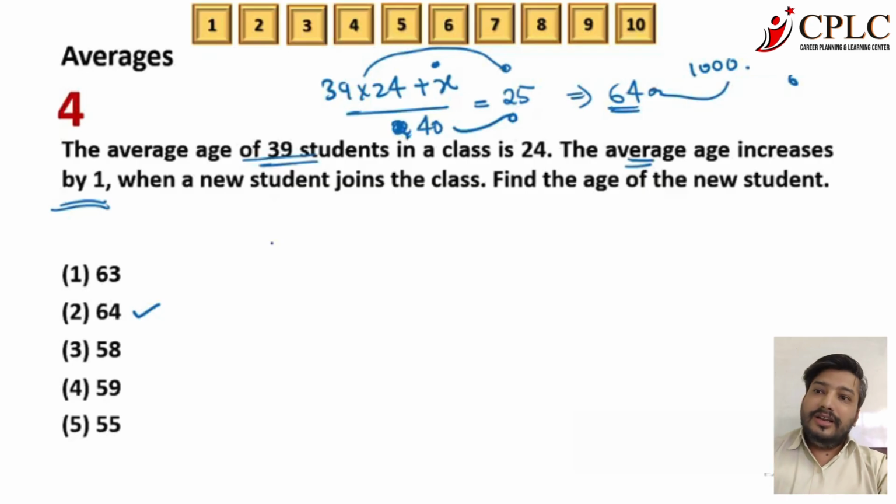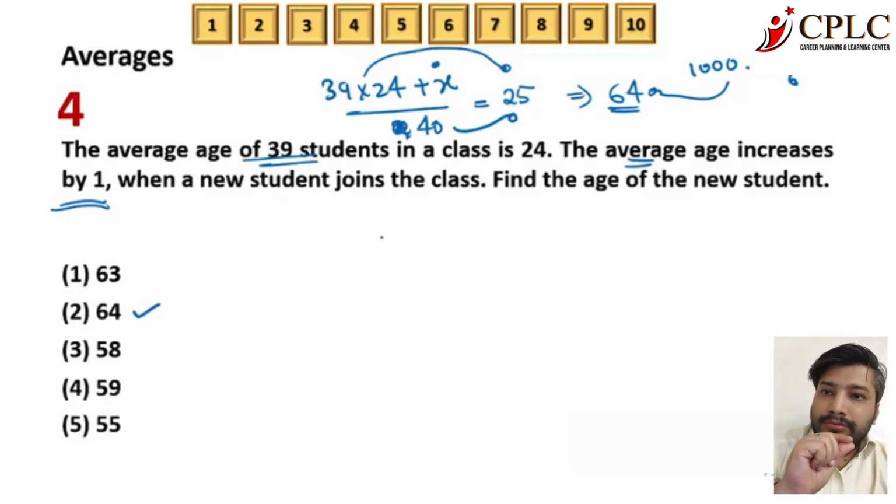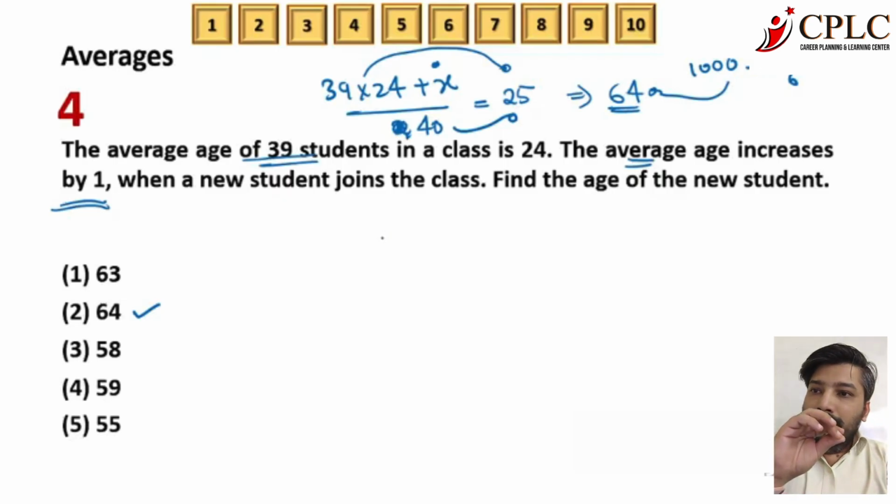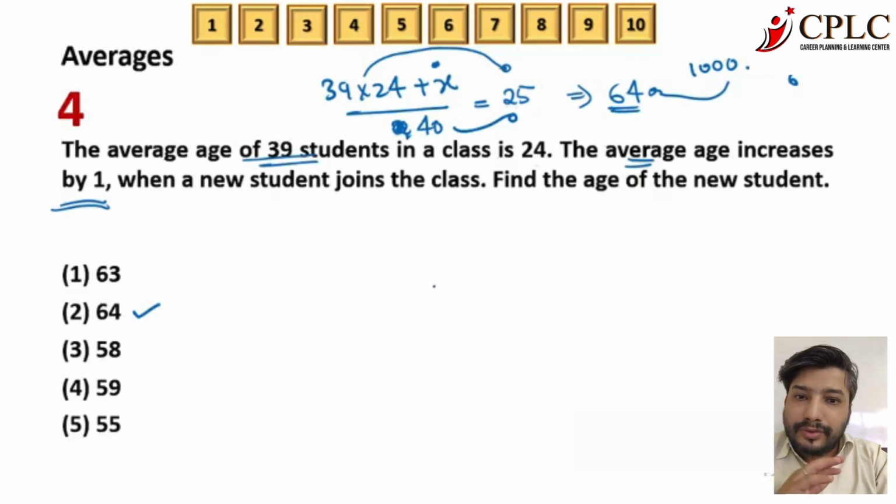But this is equation. Let's think from our perspective. Because of this new student coming in, the average increased by 1. And when does the average increase by 1? See, understand this. Whoever this new guy is, if his actual age would also have been 24, then even if he has entered the group, the average wouldn't have changed. It would have remained 24 only.